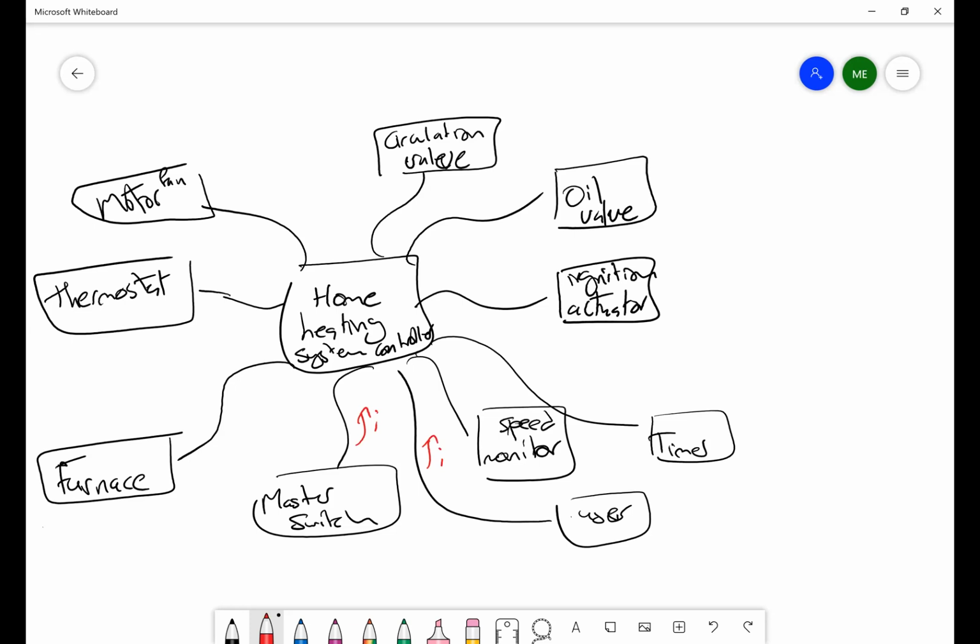Speed monitor. No, speed monitor. I'm reading the speed, so I'm getting input from the speed. I ask the motor to run, and then I check if it's running at the right speed. So I get input back again saying you're running at the right speed.